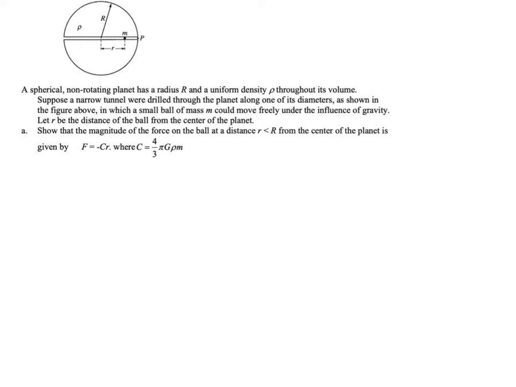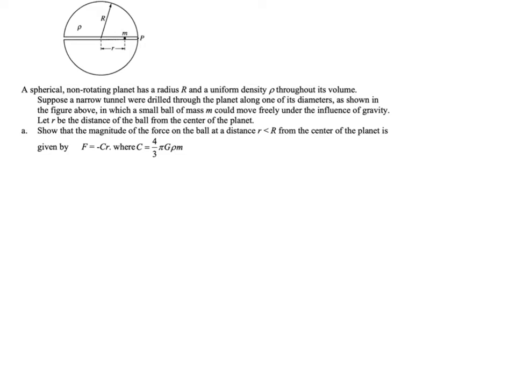A spherical, non-rotating planet has a radius R and a uniform density ρ throughout its volume. Suppose that a narrow tunnel were drilled through the planet along one of its diameters, as shown in the figure above, in which a small ball of mass m could move freely under the influence of gravity. Let r be the distance of the ball from the center of the planet.